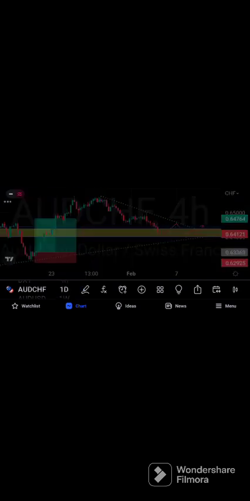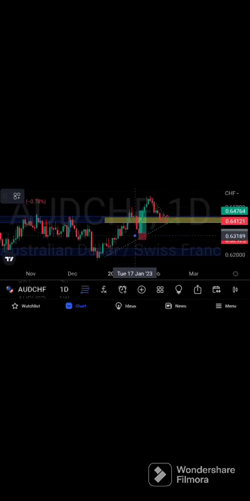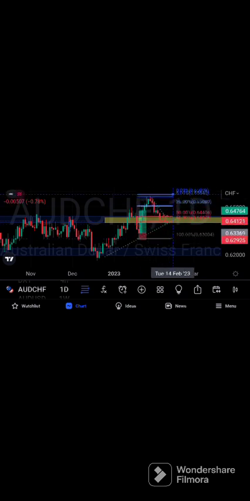But outside that confluence, my second confluence, why I am interested in trading AUD CHF, is if you come here on the daily time frame and I use my Fibonacci, you can see that this is a fib zone. That is to say that is two confluences. The two confluences alone are enough for me to take my trade.